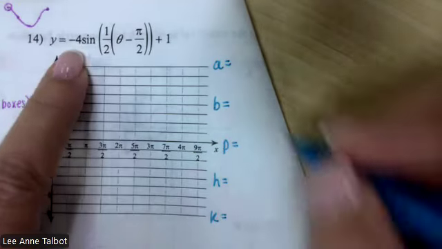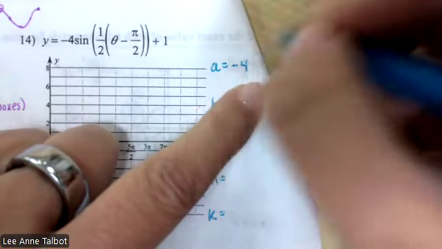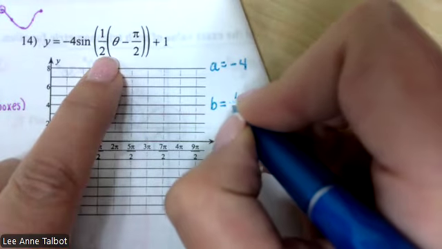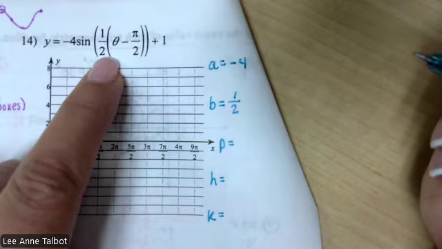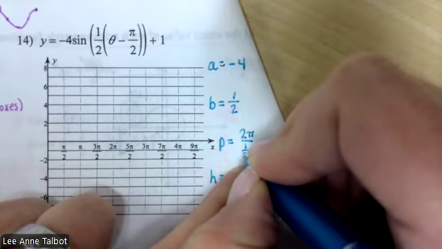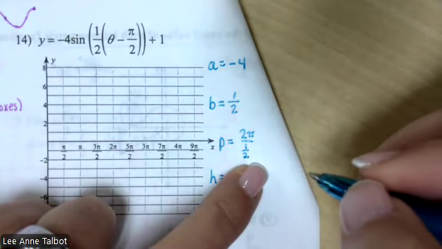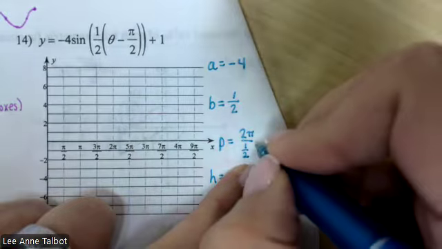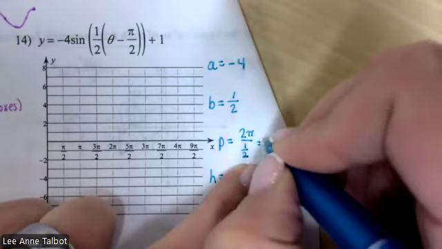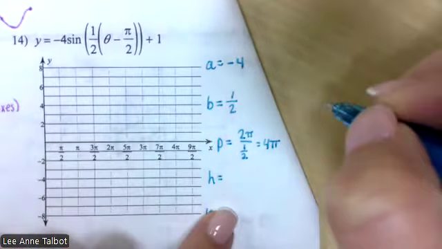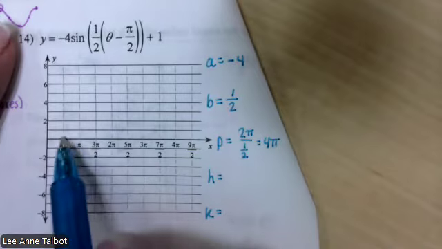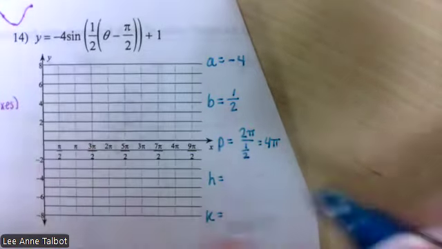Okay, number 14. A is negative 4. B is 1/2. Period is 2 pi divided by 1/2. 2 pi divided by 1/2 is 4 pi. Great. And 4 pi is how many boxes on this graph paper? Perfect.